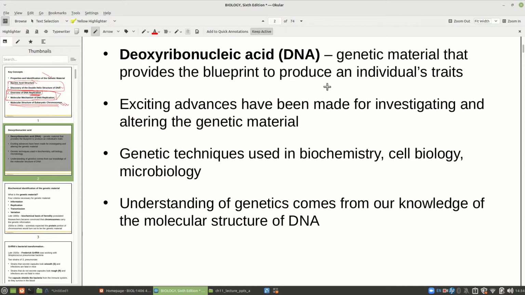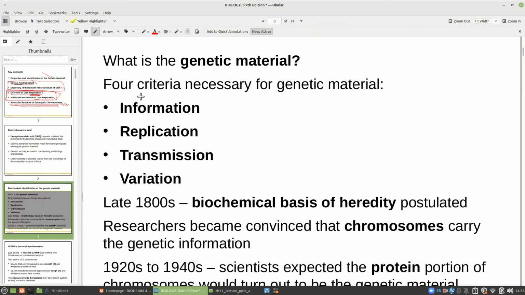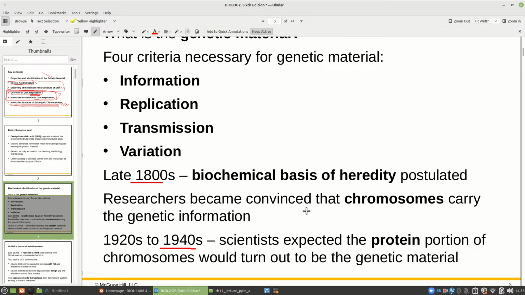So DNA, I think everybody knows what DNA is. This isn't telling us anything that we don't know here. Necessary criteria for the genetic material. If I ask you this, and I probably will ask you in some way, you need to know the history a little bit. You need to know not necessarily when they did it. I don't care if you understand exactly when they discovered these things. That's not what I want. What I want you to do is understand the order. What did they discover first? And why was it important?